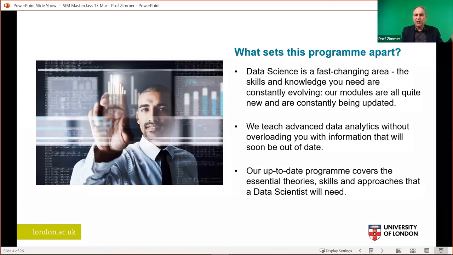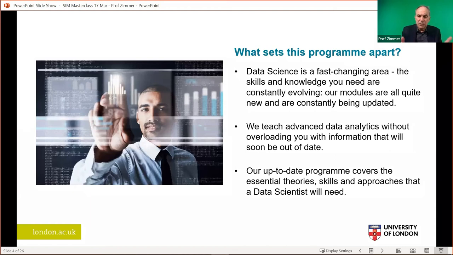Our programs change from what's changing in the industry, but also from what students tell us. I talk to students all the time about what they need and what's going well and what doesn't. We keep adapting the programs to make them work. Data science is a fast changing area. We need to change with it.